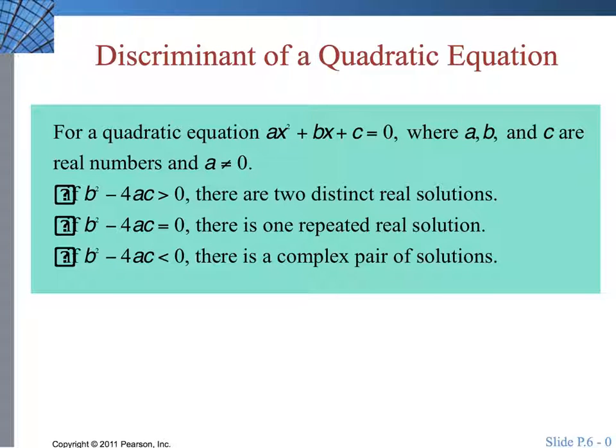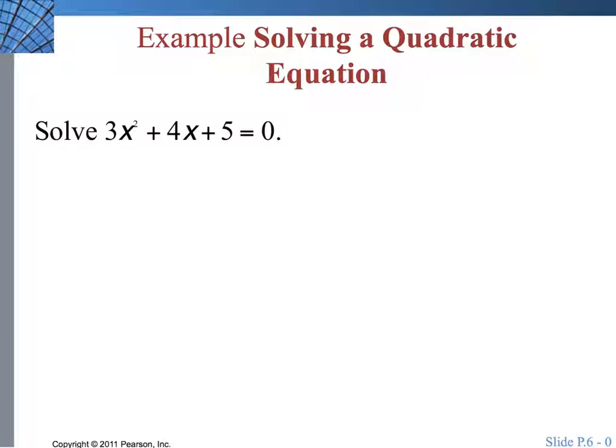So since that b squared minus 4ac is discriminating between what type of solutions it is, that is why we call that the discriminant. So b squared minus 4ac, it's called the discriminant, and it tells me whether my solutions are going to be real or complex. It tells me whether there's going to be 2 or there's going to be 1, the discriminant.